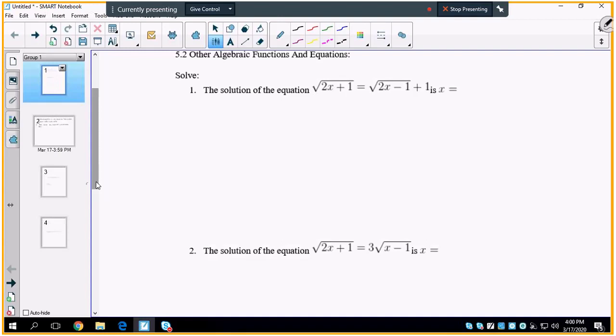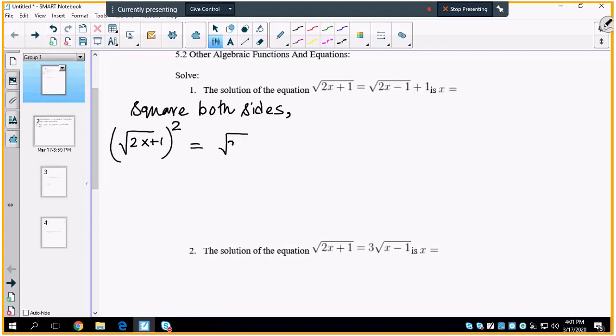So, because we are seeing square root functions, we're going to square both sides, as the square of the square root quantity will cancel the square root and the square term and give you the inside argument of either radical term. So if I square both sides, on the left hand side I will get square root of 2x plus 1 whole to the power 2 is equal to square root of 2x minus 1 plus 1, whole squared. Note that there are two terms on the right hand side and you are squaring the entire quantity.